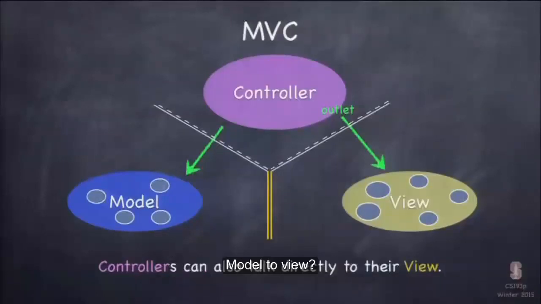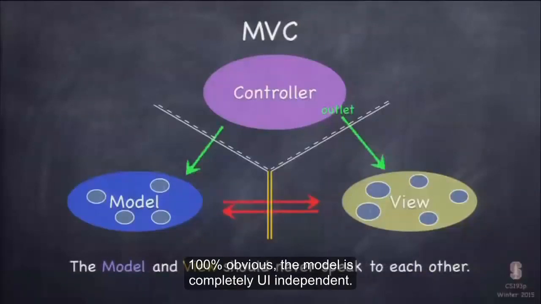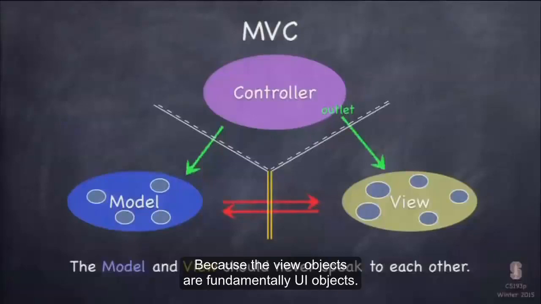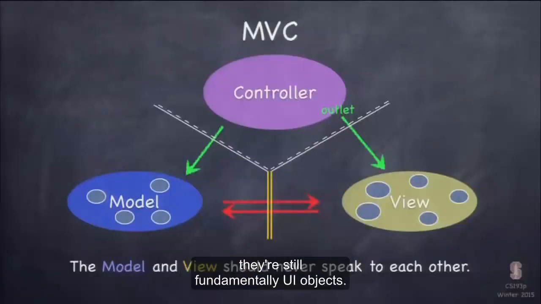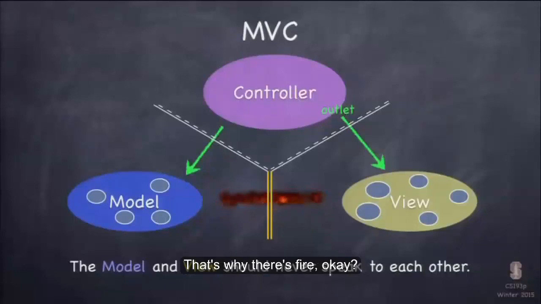What about this communication? Model to view? Never. And why is that? 100% obvious. The model is completely UI independent. So there's absolutely no way it could talk to a view object or anyone in that camp, because the view objects are fundamentally UI objects. They're kind of generic, but they're still fundamentally UI objects. Similarly, since the view objects are kind of generic, they can't be talking to any specific model. They need a controller to interpret a model for them. Okay? So there's never any communication this way. That's why it's a double yellow line. That's why these lines are red. That's why there's fire. Okay? Never go across that line, ever.